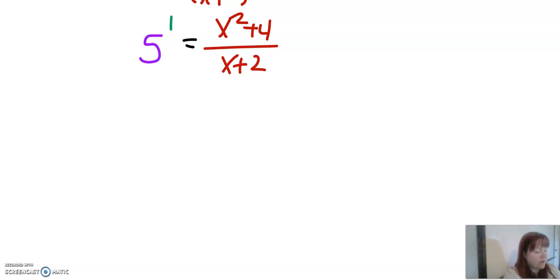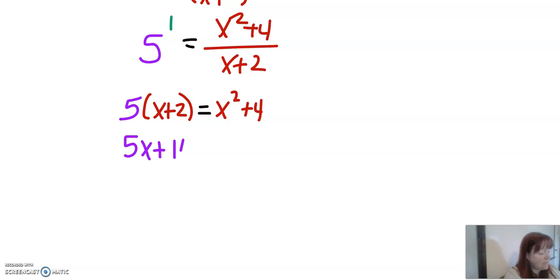So we're going to go ahead and try to get x by itself. We're going to multiply both sides by x plus 2. So we have 5 times x plus 2 equals x squared plus 4. So let's go ahead and expand that. So now we have 5x plus 10 equals x squared plus 4.